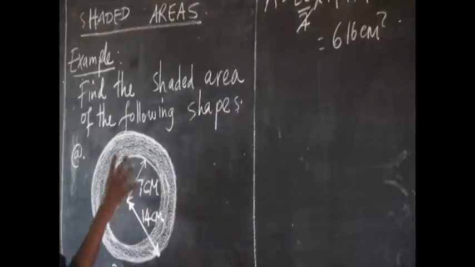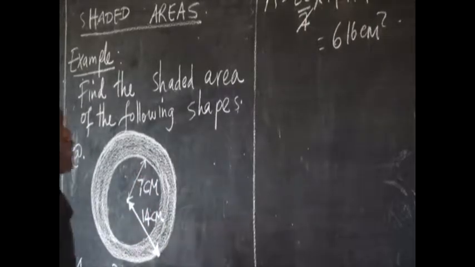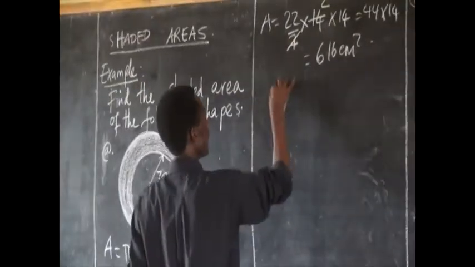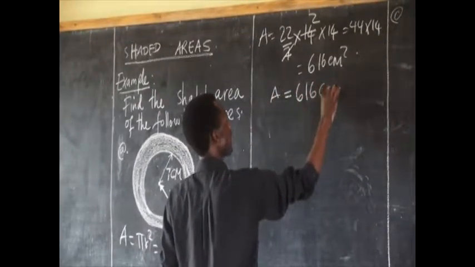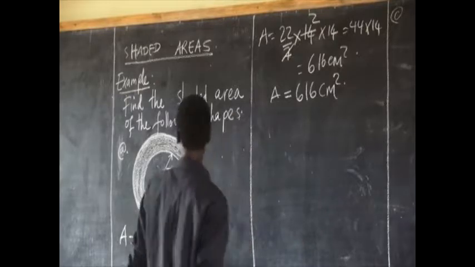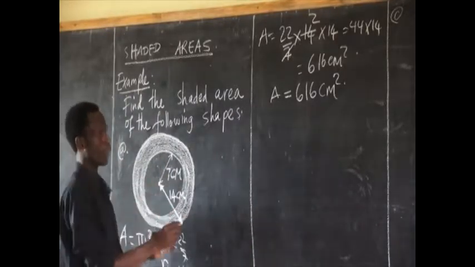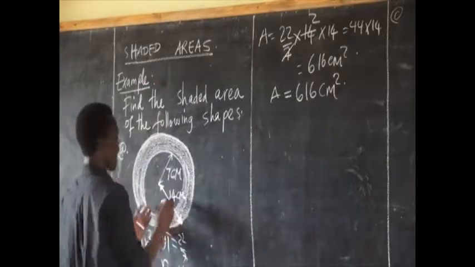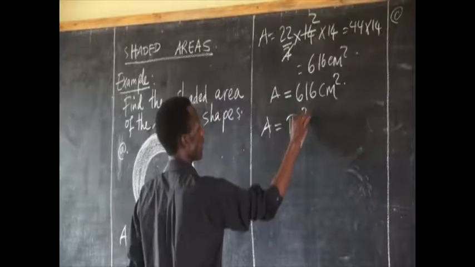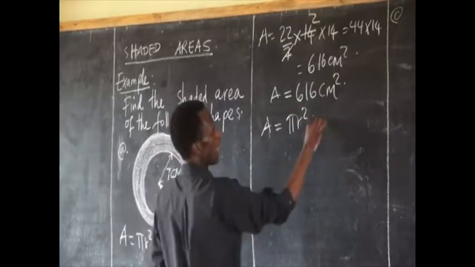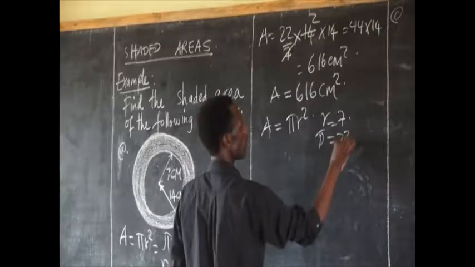But we don't need to remove it automatically. We just follow the principle on how to remove it. Now, when you look at here, this is the area for the whole circle, which is equal to 616 centimeters squared. And then we have the area for the unshaded shape. We know this also is a circle with a radius. The area of a circle is pi r squared, but here remember, r is equal to 7 and pi is equal to 22 over 7.